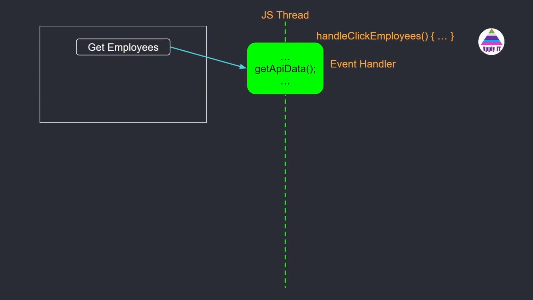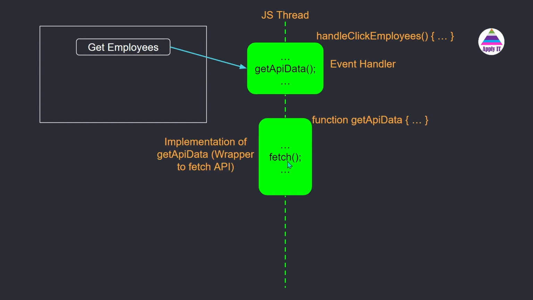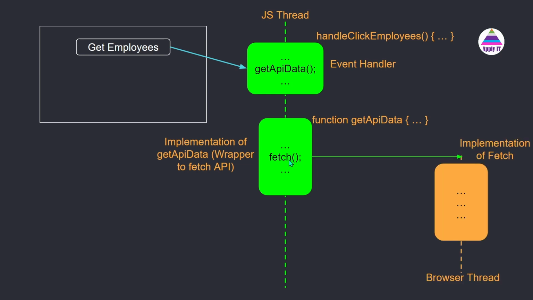This handleClickEmployees calls getAPIData, which is a wrapper function for making an API call using fetch. Inside this event handler we are making a call to getAPIData. This is the implementation of getAPIData, a wrapper to the fetch API. When we make a call to the fetch API, that fetch implementation will be executed on a separate browser thread, and it is going to return a promise object.